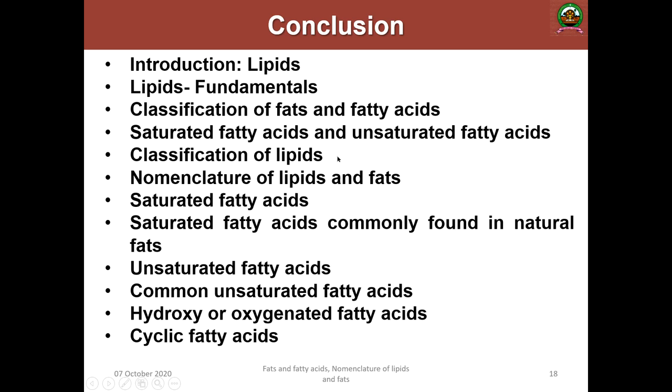Then we discussed the classification of lipids: simple lipids, compound lipids and derived lipids, and there are different classes. Then the naming of lipids, how we name them, based on the number of carbon atoms and the position of the double bond, where the double bond is present. Then how saturated fatty acids are named and commonly found in natural fats, we have discussed. The unsaturated fatty acids commonly found in nature, okay. Then the common unsaturated fatty acids we have also discussed. Then the hydroxy or oxygenated fatty acids, and cyclic fatty acids, we have also discussed. All these classifications, saturated, unsaturated, hydroxy and cyclic, we have discussed in the previous class.